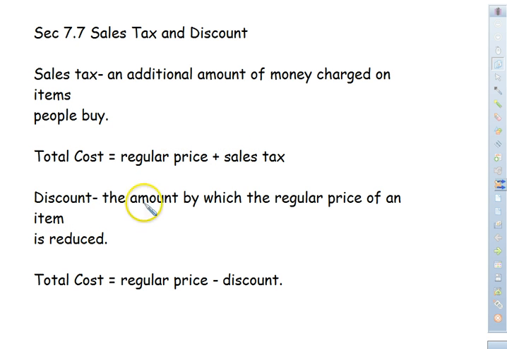Now, as far as the discount, that's the amount by which the regular price of an item is reduced. So you're going to take the total cost, regular price, minus the discount. So take the regular original price and you're going to subtract it. That's going to give you that actual amount.